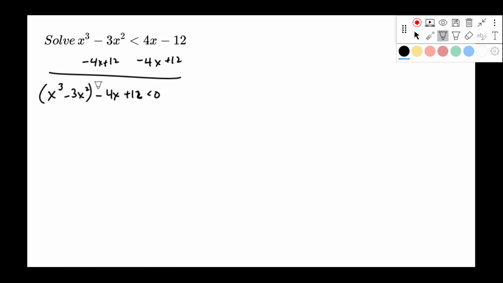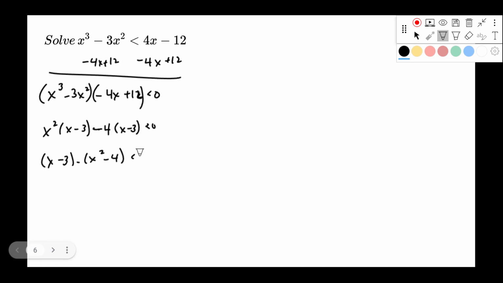And now we're going to have to group it. It's got 4 terms. So x squared is a GCF. Leaves me with an x minus 3. -4 is a GCF. Leaves me with an x minus 3. We can factor out the x minus 3 times the x squared minus 4. Okay, now the x squared minus 4 will factor again. You should factor it again. You get (x minus 2) times (x plus 2) is less than 0.